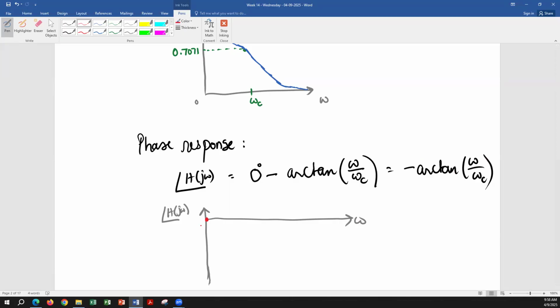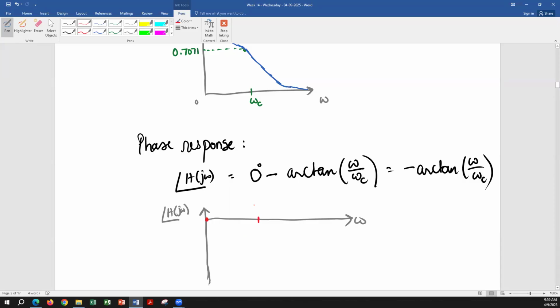When omega is omega c, tangent inverse of 1. What is tangent inverse of 1? I don't have to use a calculator for that. Come on. When sine and cosine values are equal, what angle? 45 degrees. At 45 degrees, sine and cosine are equal, so when you take tangent, sine over cosine, you get 1. So that's 45 degrees when omega is equal to omega c.